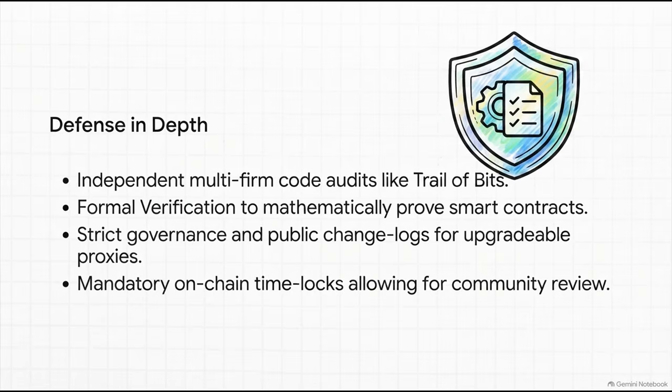So, how do you actually protect these assets? You use defense in depth. A single code audit is no longer enough. It is merely table stakes at this point. Serious platforms hire multiple independent security firms like Trail of Bits or OpenZeppelin. They use formal verification from companies like Certora to mathematically prove their smart contracts literally cannot be broken. And they make sure any contract upgrades require strict governance and mandatory on-chain time locks. This gives the community plenty of time to review changes before they ever go live.